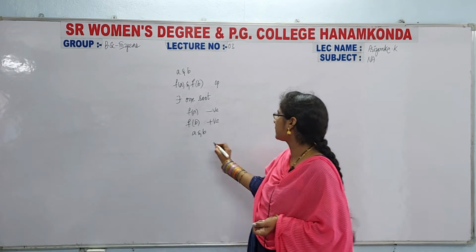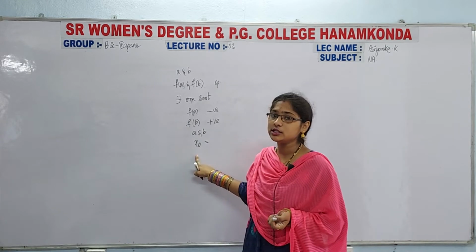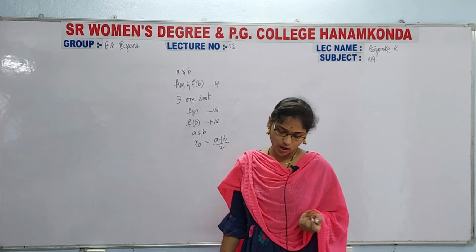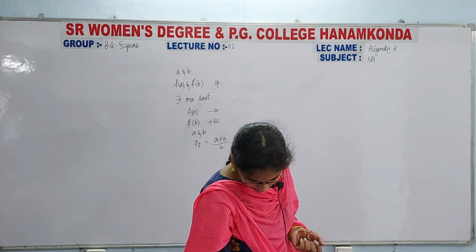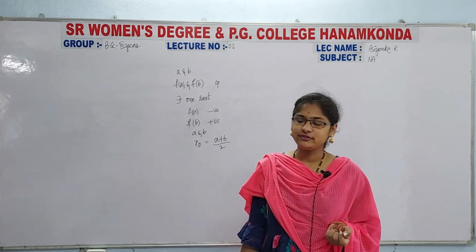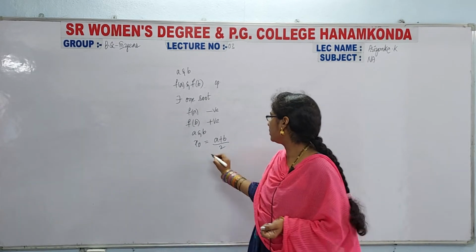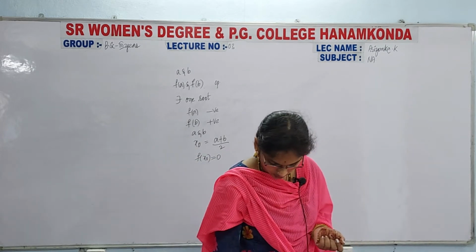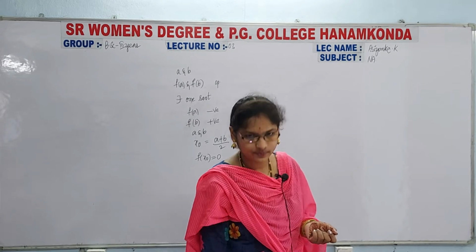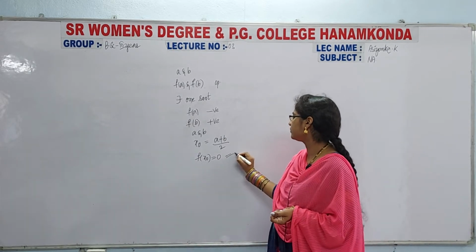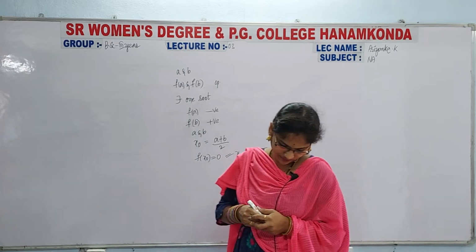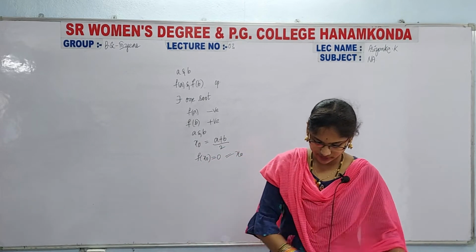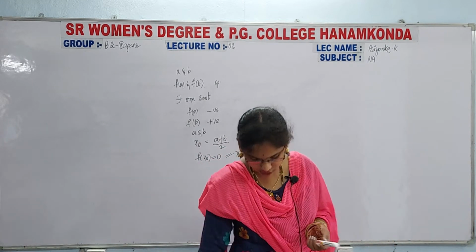Already I said, but there I took that it is p. Now x naught is equal to a plus b by 2. Then the approximate root is x naught is equal to a plus b by 2. Next write down, if f of x naught is equal to 0, we conclude that x naught is the root of the equation f of x equal to 0.